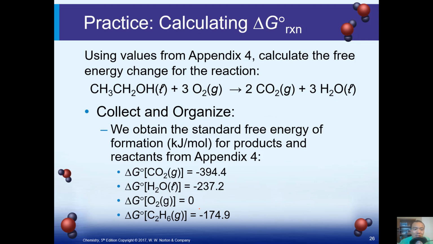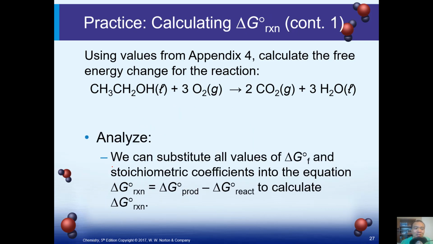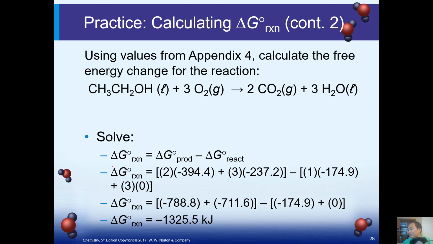Let's work on a problem. Use values from Appendix 4 to calculate the free energy changes for the following reaction. Remember, these are given from the table. So when you do the calculation, you simply do the total, so I'm going to rewrite it, the total of n_p, that means for the products, times delta G f for the products, minus the total for the reactants, n subscript r means it's for reactants, times delta G f for the reactants.